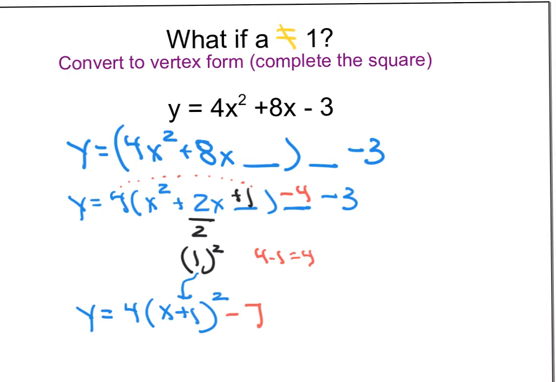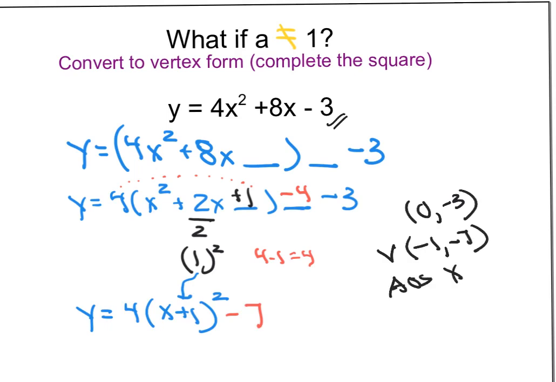So let's look at both our standard form and vertex form and review what we know about this parabola. The standard form tells me I have a y-intercept at 0, negative 3. Remember that c value is your y-intercept. The vertex form tells me I have a vertex at negative 1, negative 7. So then I have an axis of symmetry at x equals negative 1. So already this parabola is taking shape if I was asked to graph it.